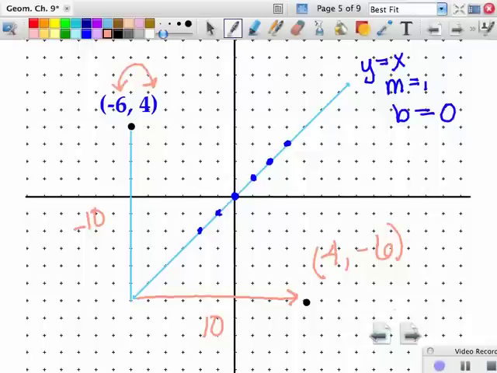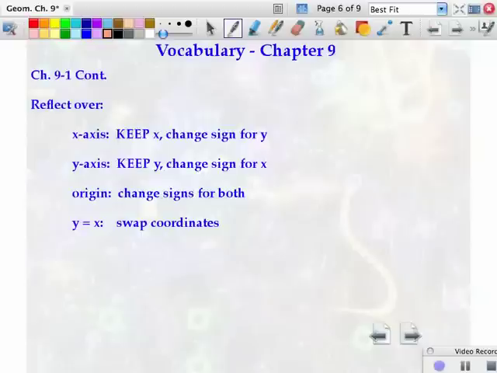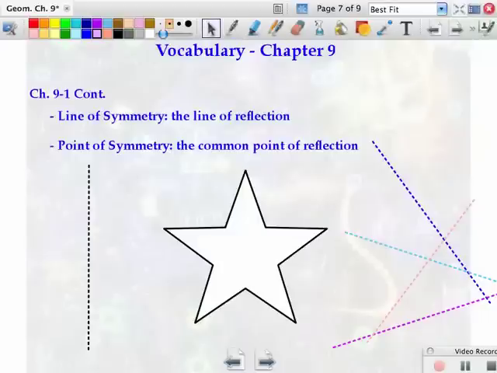So again, this is same. I've already asked you to write this down, but if you didn't, do it. All right, now we have symmetry. For something to be symmetrical means it's a line of reflection. You can cut something in half.